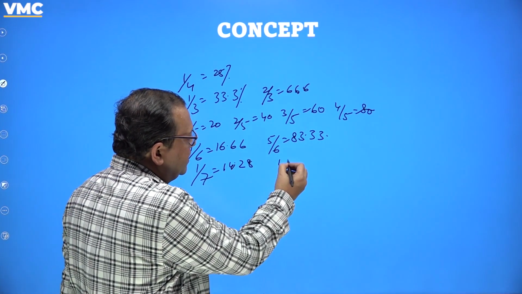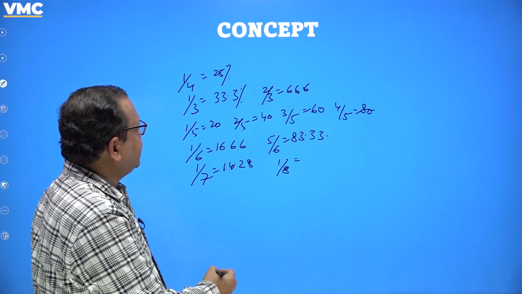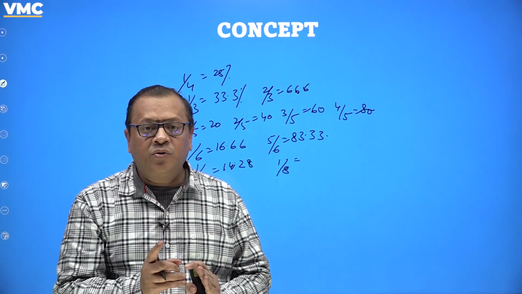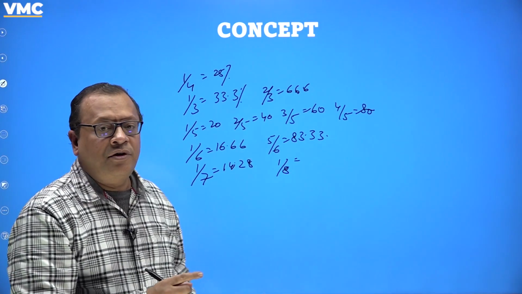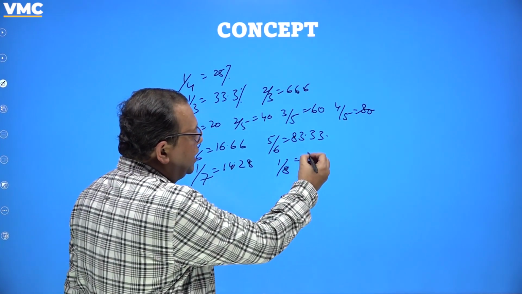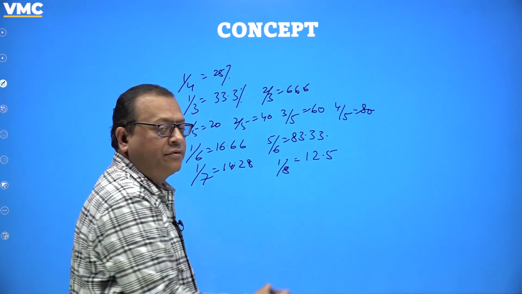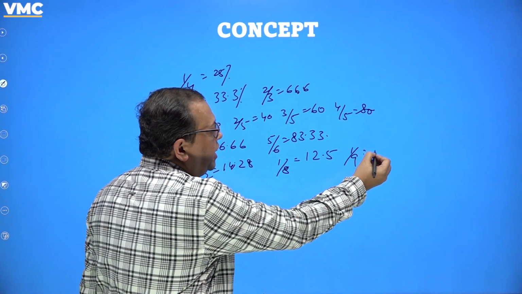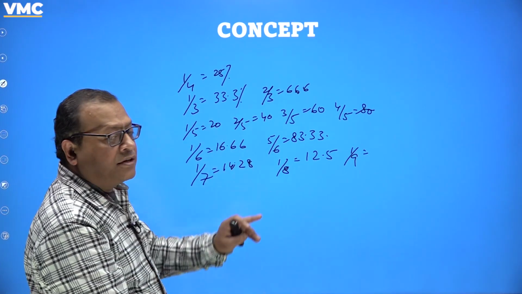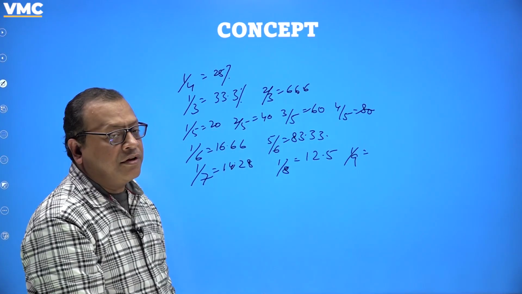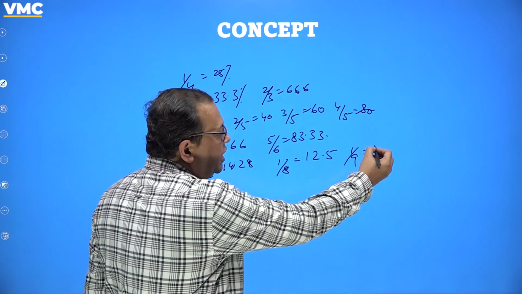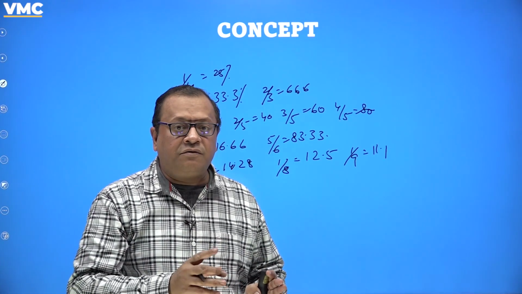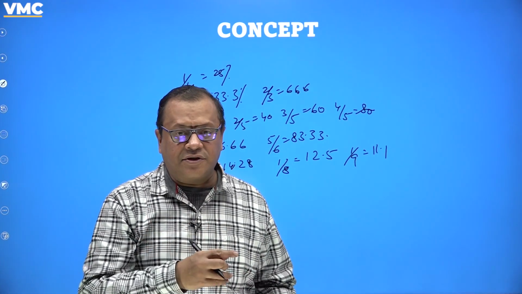1 by 8 is how much? 1 by 8 you can say is half of 1/4. So half of 25 is कितना होता है? 12.5. So 1 by 8 is 12.5. 1 by 9 कितना होता है? 1 by 9 is 1/3 का 1/3. So 1/3 of 33.3 is how much? 11.1. These are some percentage values converted to fraction values and vice versa.